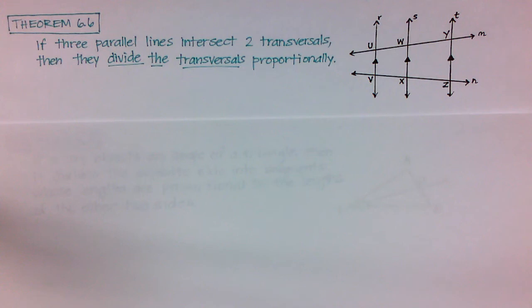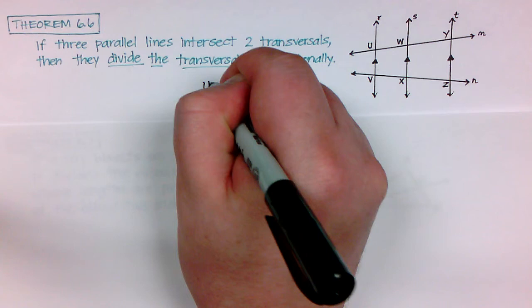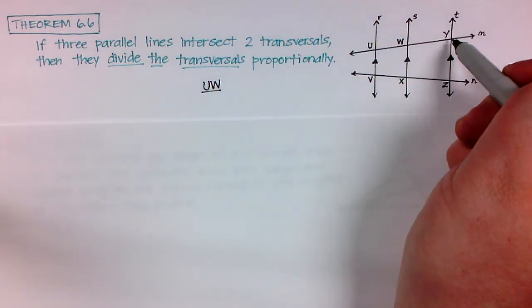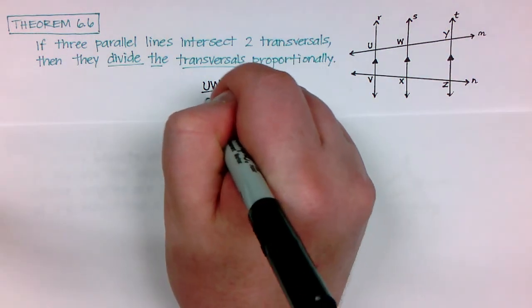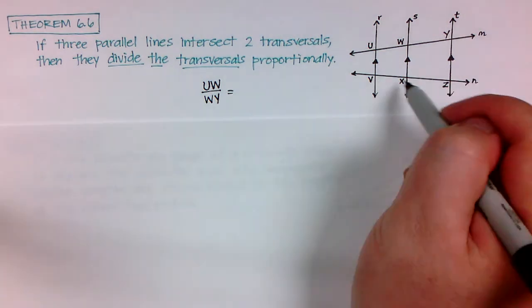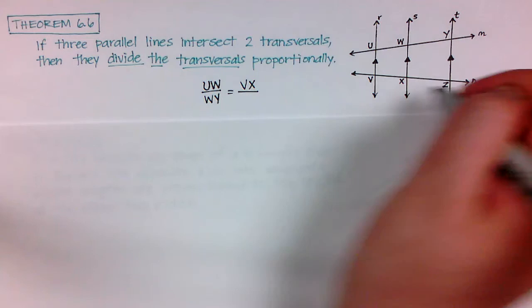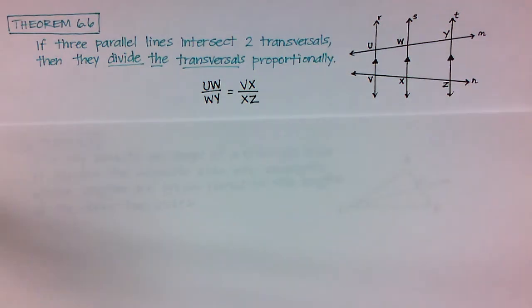So I can say then that UW compared to WY, because I want to stay on the same section that's just being divided up, should be equal to VX over XZ. Okay, this is basically what this theorem is telling us. So it's kind of a cool fact.